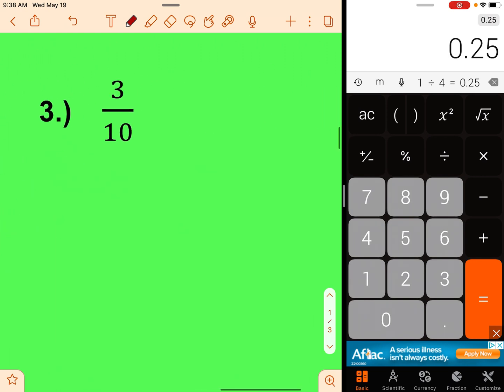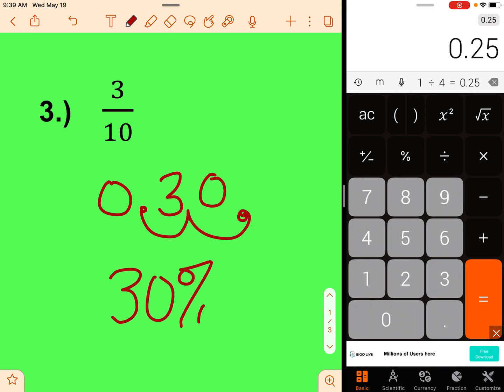Alright, and number 3. This time we have 3 over 10. If you divide 3 divided by 10, you will get 0.3. Now we need to change that to a percent. So we multiply by 100. 1, 2. Uh-oh, we need to put a 0 here. So this is really 30%.